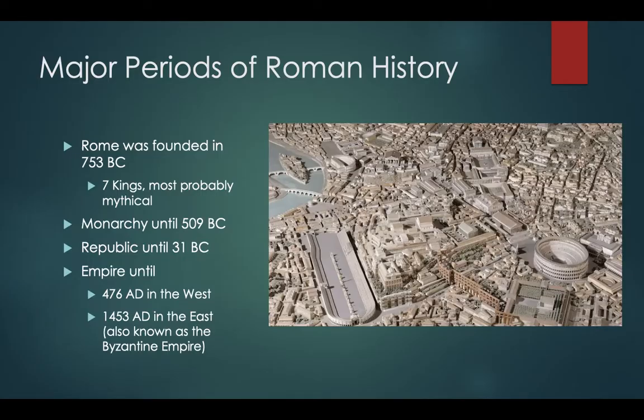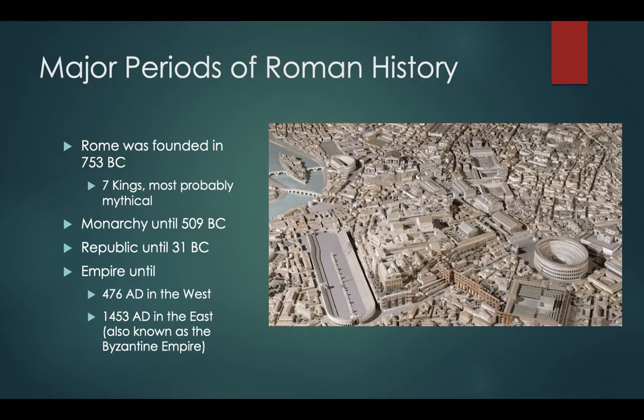So the major periods of Roman history: the city was founded around 753 BC. There were seven kings. Most of them were probably mythical. The last three might have been historical. After the monarchy ended in 509 BC, it was replaced by what we call the Roman Republic, which lasted until about 31 BC, where it transitions into what we call the Roman Empire.